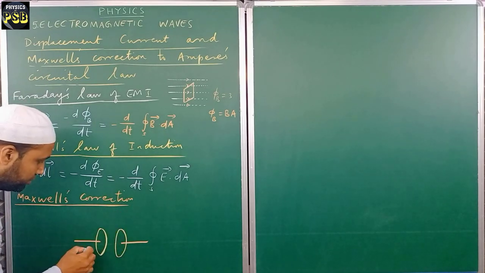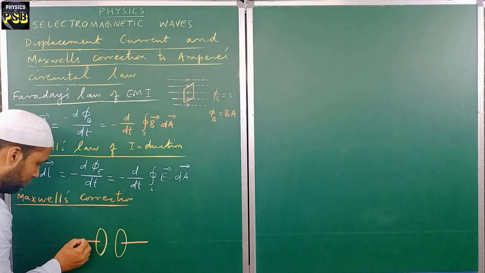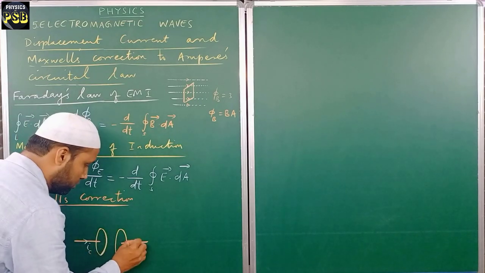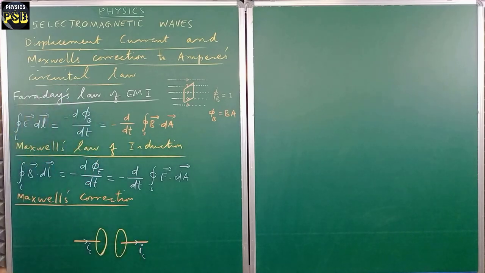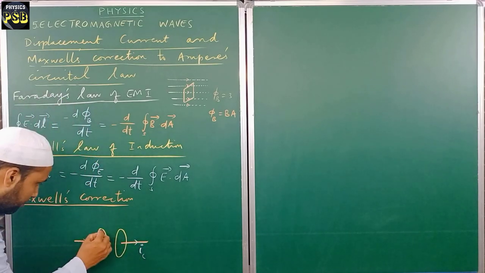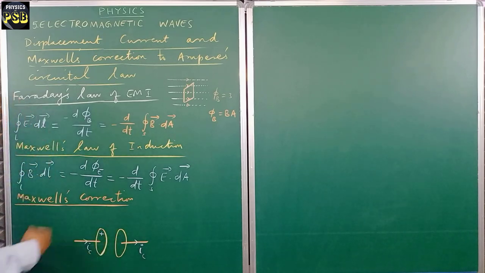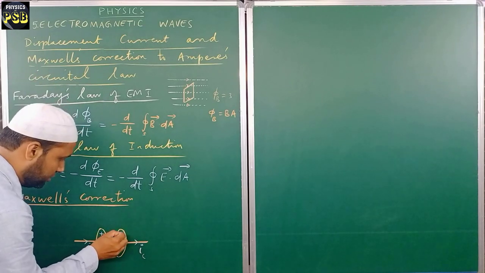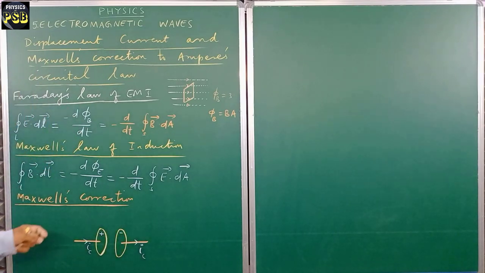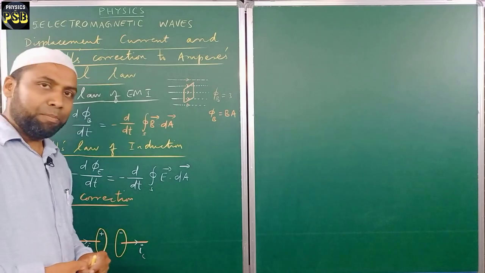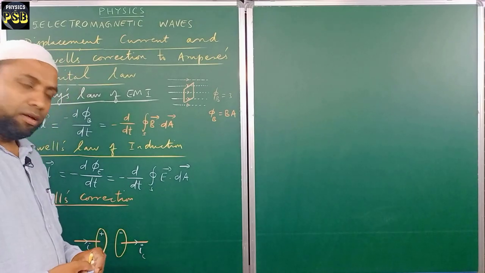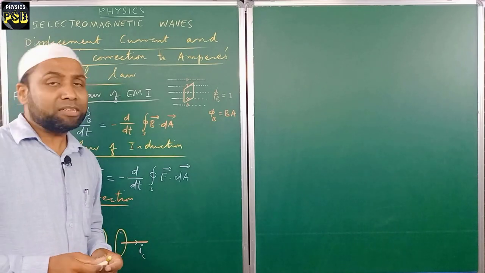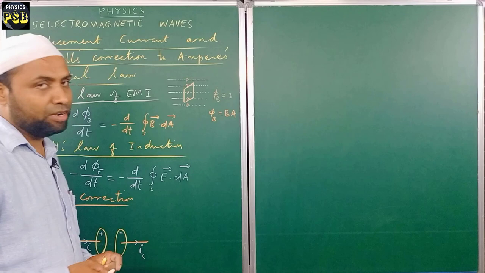So here, suppose I pass current IC through this, then it gets a positive charge, and due to electrostatic induction, it receives a negative charge. This is how the parallel plate capacitor is charged by passing electric current. Now I am going to apply Ampere circuital law to get the magnetic field here.